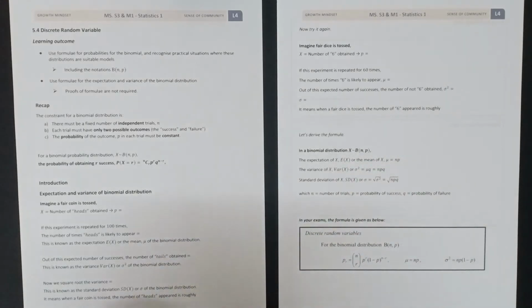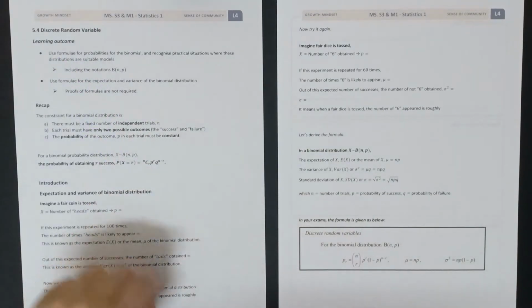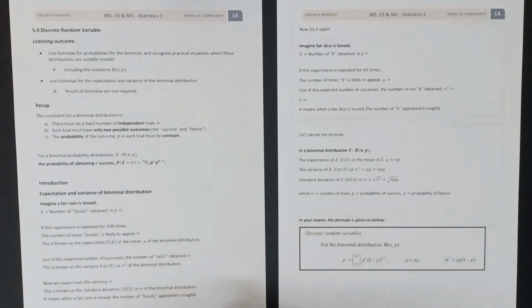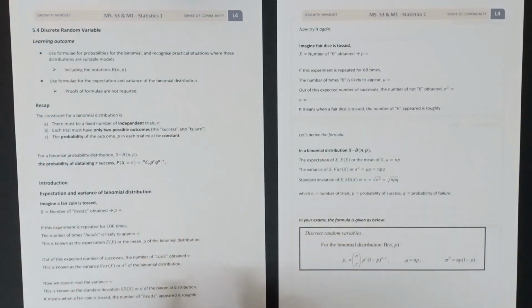Okay, so for today, you still remember last time we already went through our first learning outcome, which is how to find the probability of each possible outcome for your binomial distribution. After that, you also learned what the constraints for a binomial distribution are. Today we'll be focusing on the second learning outcome, which is how to find the expectation and the variance of a binomial distribution, which is pretty easy, so I hope we can go through faster today.